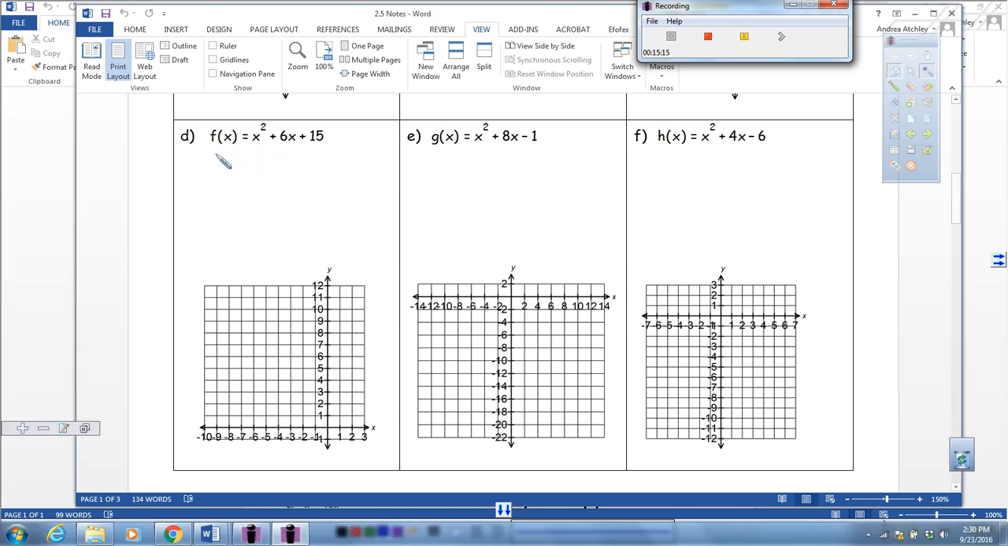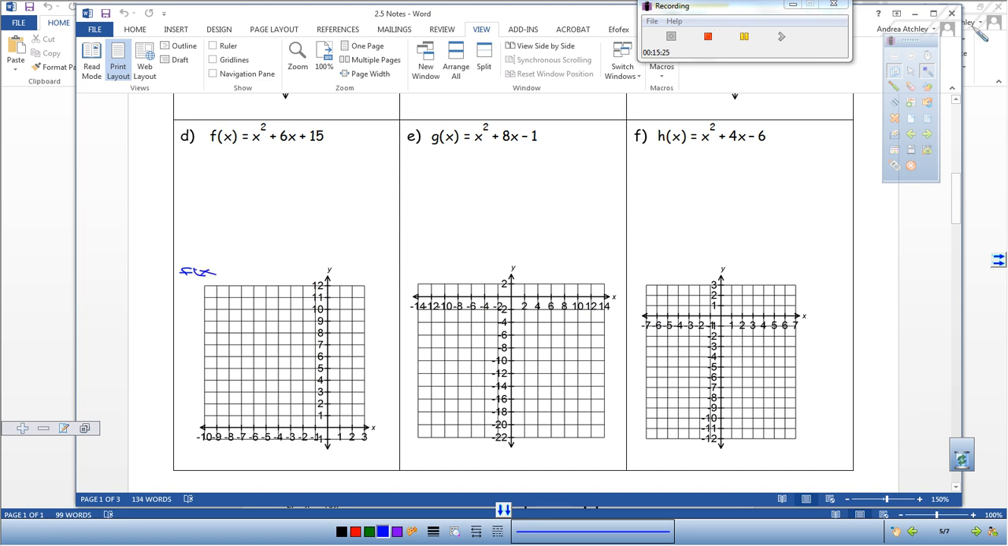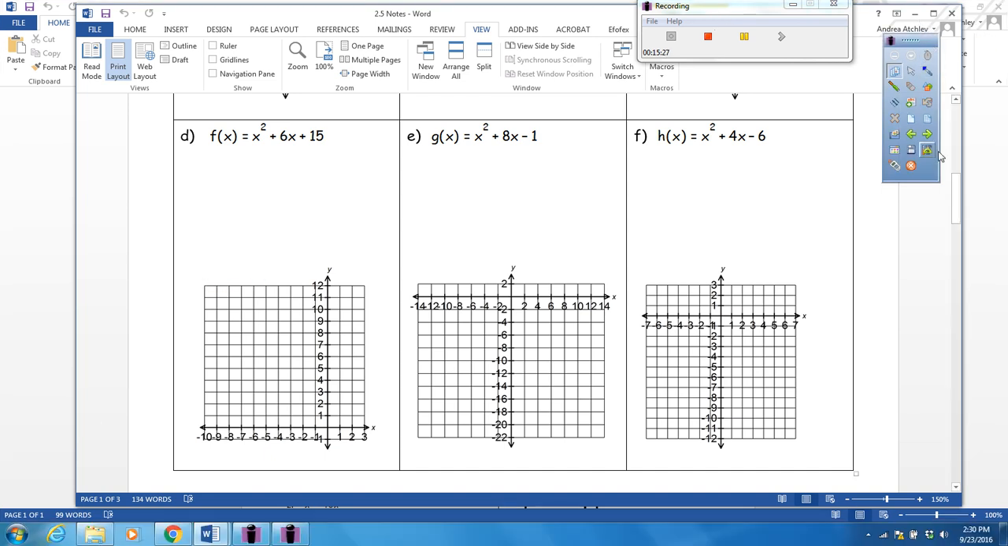Okay, and that's going to give me, oh, it's not going to let me write again. I'll do it down here. F of x, let's try this again, because it's being temperamental.